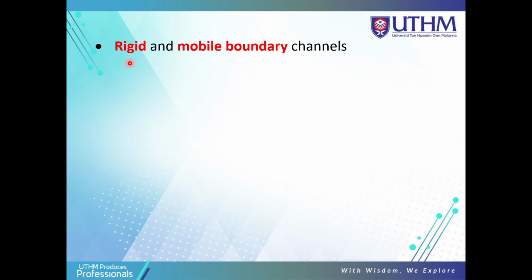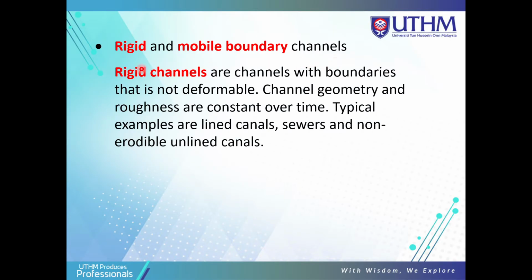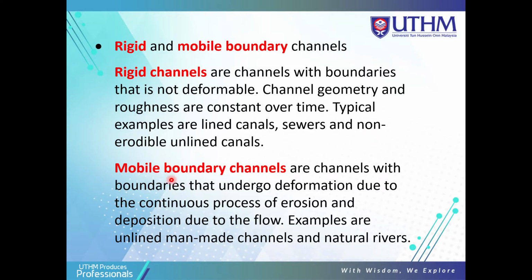So the rigid and mobile boundary channel. Rigid channels are channels with boundaries that are not deformable. Channel geometry and roughness are constant over time. Typical examples are lined canals, sewers, and non-erodible unlined canals. Mobile boundary channels are channels with boundaries that undergo deformation due to the continuous process of erosion and deposition due to the flow. Examples are unlined man-made channels and natural rivers.